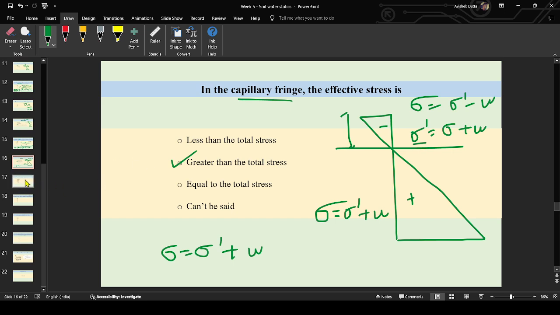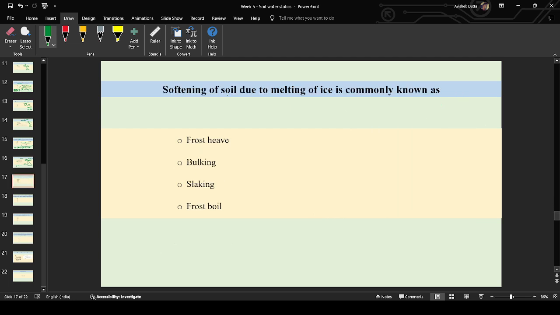Next question. Softening of soil due to melting of ice is commonly known as, what is the answer? Frost boil. Yes, frost boil.